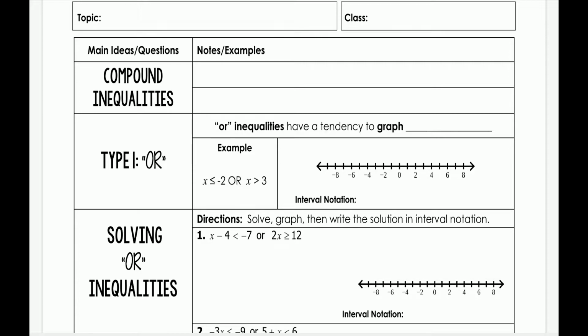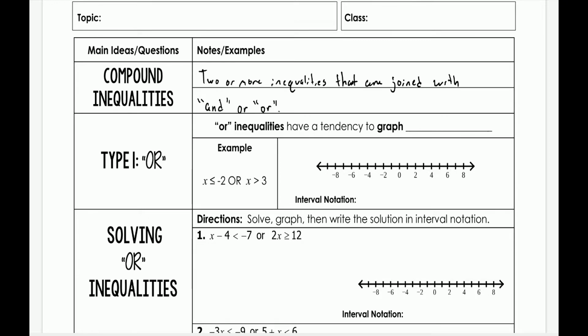So, compound inequalities. Like I said, there are two or more inequalities that are joined with the words and or. And the or inequalities have a tendency to graph apart. So in other words, they're going to be in two different directions, the arrows are.